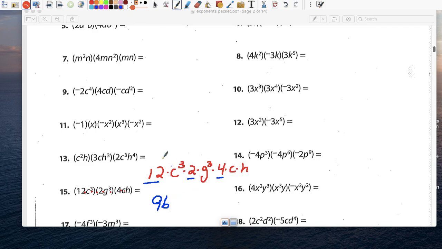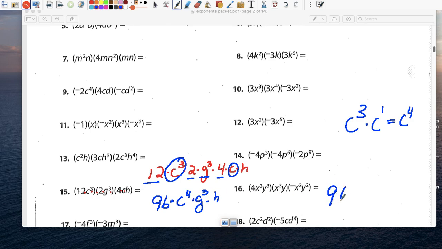Right? Let's do it alphabetically. C, there's a C, and there's another C. So c to the 3rd power times c. Remember, there's a 1 here. That gives me c to the 4th. So this c to the 4th. There's a g. That multiplies with no 1, so that's this. And there's an h. Now, you're not going to write 96 multiplied with that little dot in the middle times c to the 4th dot. So the actual answer is going to look like this. Right? That's what the actual answer is. So these little dots that I put in there, I mean, you can. Not necessary.